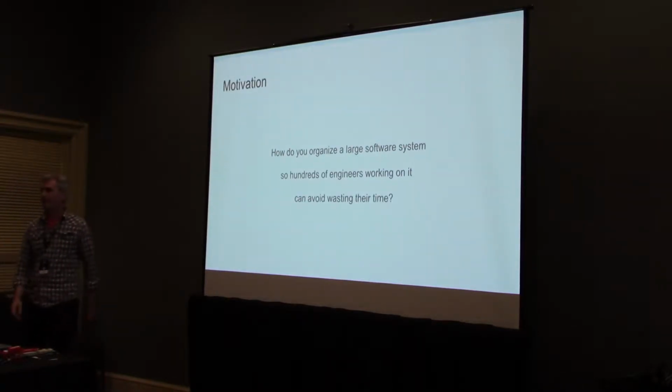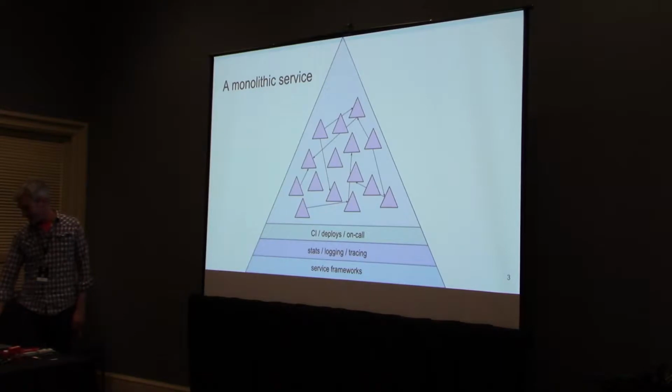Twitter is a large software system with hundreds of people working on it. How can we organize this system so that these hundreds of engineers can avoid wasting their time? Let me talk about a few ways that we've tried that waste a lot of time. So long ago, Twitter had started with a monolithic service. So the Twitter application was one code base with a whole bunch of people working in it. Fortunately, it wasn't hundreds and hundreds of people at that point, but it was a lot of people.